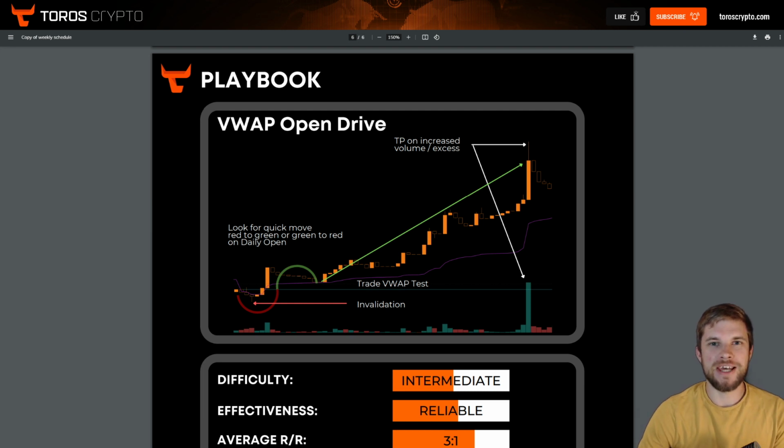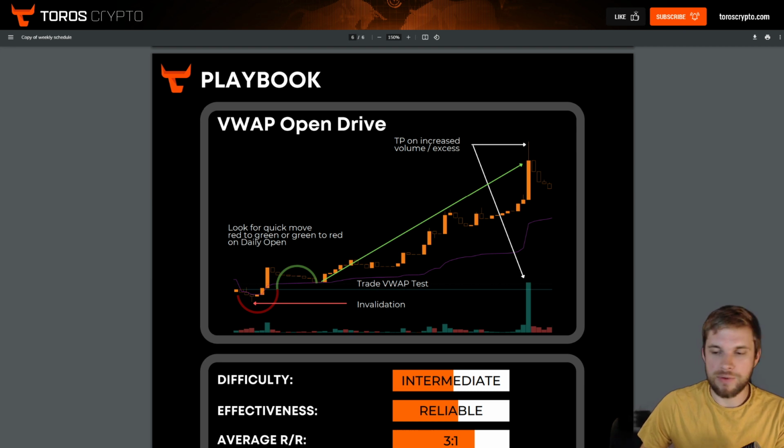What's up, crew? Today we are going to look at what I like to call the VWAP open drive. Now this is a really fun trade to play on the daily open, gives a really quick trade, a really simple invalidation, and often is very, very effective.